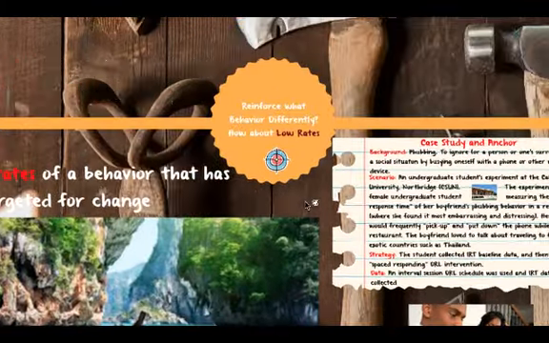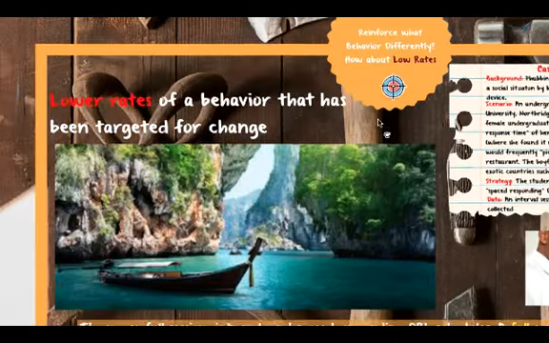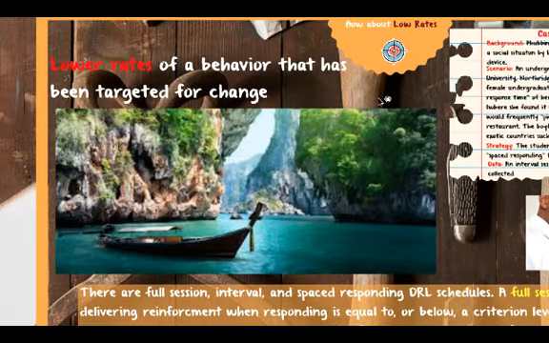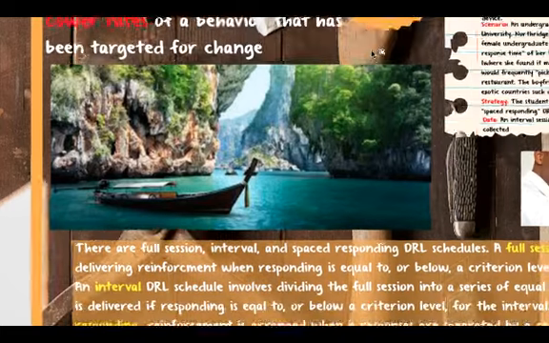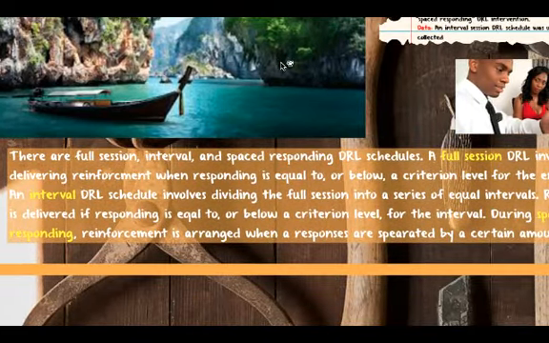The next procedure is what's referred to as differential reinforcement of low rate behavior. And this involves reinforcing just lower rates of a problem. So it doesn't have to be eradicated, it doesn't have to be eliminated. You're just reinforcing lower rates of the problem.